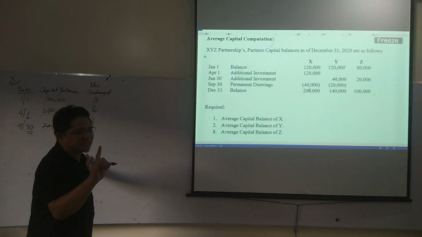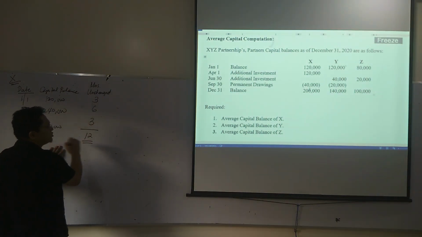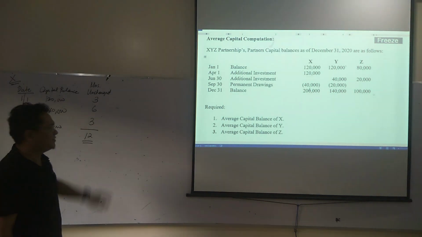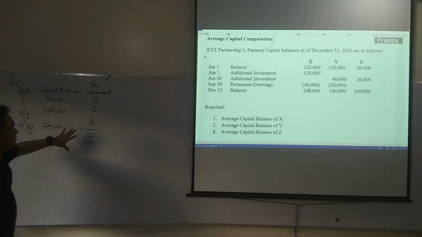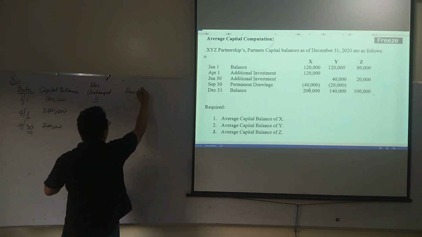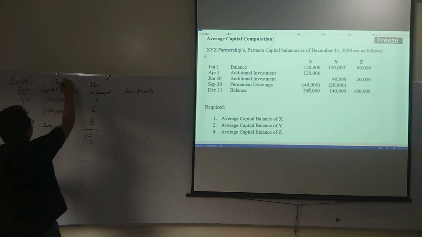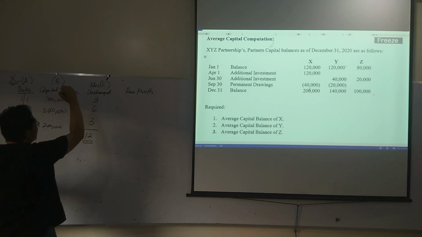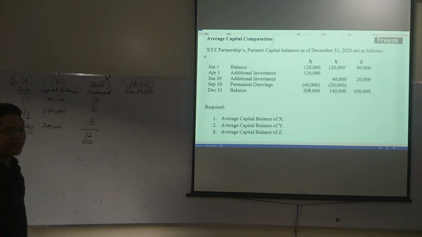Our check digit here is that months unchanged should total 12. If it's not 12, that means there is something wrong with your computation. So again, provide columns for the day, capital balance, months unchanged, then you have peso month. If this is column A, this is column B, this is column C, peso month is capital balance, column B, times months unchanged, column C. B times C.